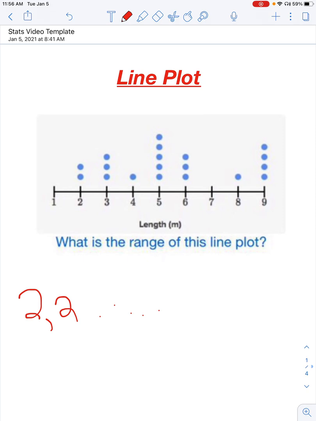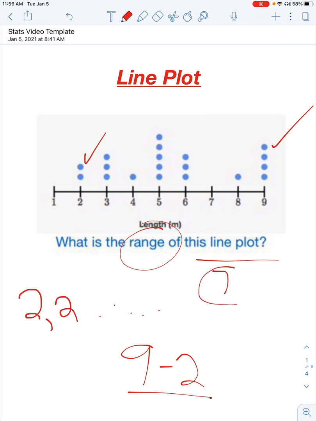I need you to understand something. We're talking about the range of this line plot. And remember, we've already calculated the range. The range is you take the largest number in the data set and you subtract the smallest number from it. So in my data set, the largest number is 9 and the smallest number is 2, and 9 minus 2 will give you 7. So the range of this line plot is simply going to be 7.